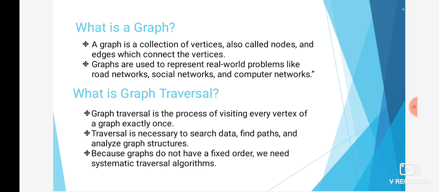What is graph traversal? Graph traversal is the process of visiting each vertex of a graph exactly once. Traversal is necessary for tasks such as searching data, finding paths, and analyzing the structure of graphs. Because graphs do not follow a linear order, we need a systematic algorithm to traverse them.